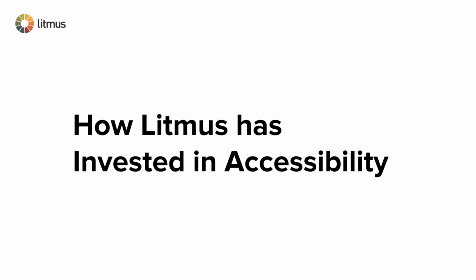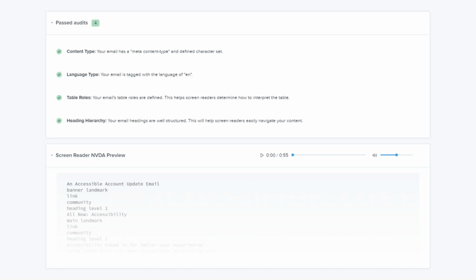So at Litmus, we've done a bunch of stuff recently to try and invest in accessibility and help others do the same. Most recently, we've released an update to the Litmus application and checklist to have accessibility checks. We have the accessibility checker, which will automatically look at your email and tell you whether or not there are specific accessibility issues that you need to address before sending a campaign. One of the best parts of this is that we have a screen reader preview that not only will read your email out loud to you, but it'll provide you with a transcript as well.